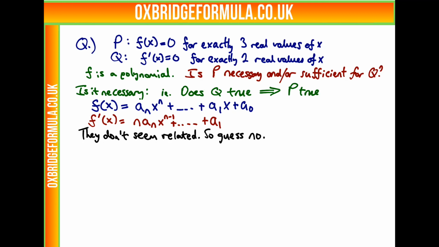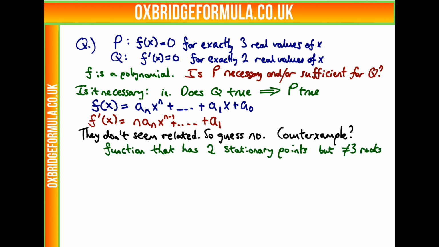So we need to find a counterexample to this. What does that mean? We need to find a function that satisfies Q but doesn't satisfy P. So we need one with 2 stationary points but not 3 roots. What example can you think of? Well, 2 stationary points, that often occurs with cubics. So let's take a cubic and we want to make sure that it doesn't have 3 roots. So how might we do that?